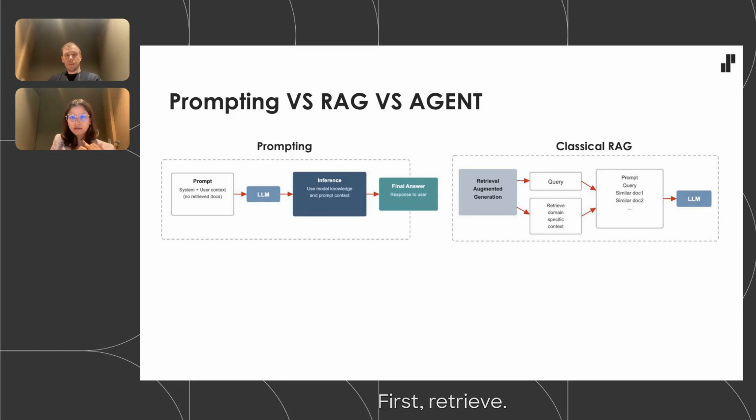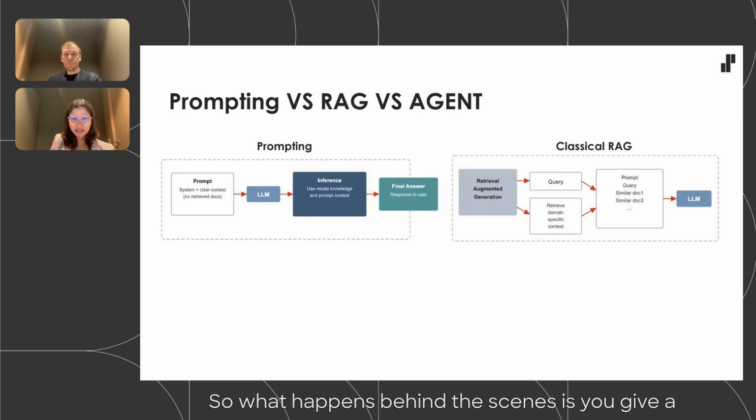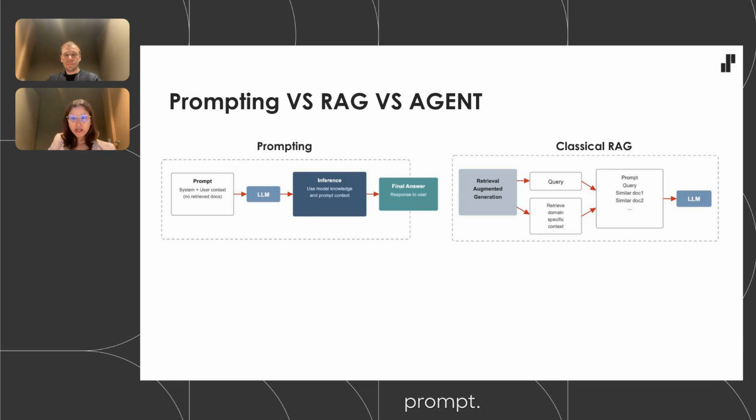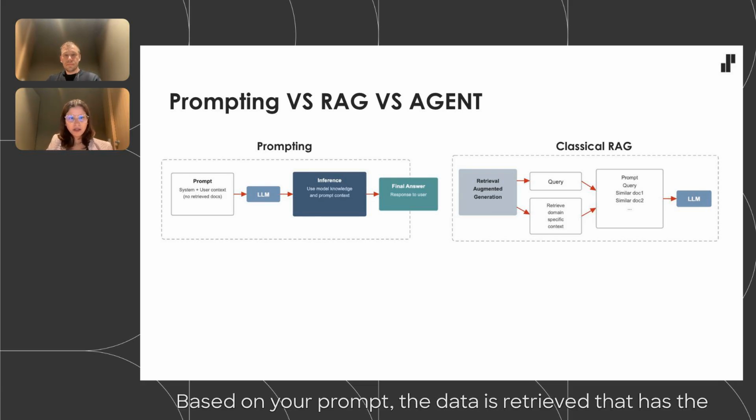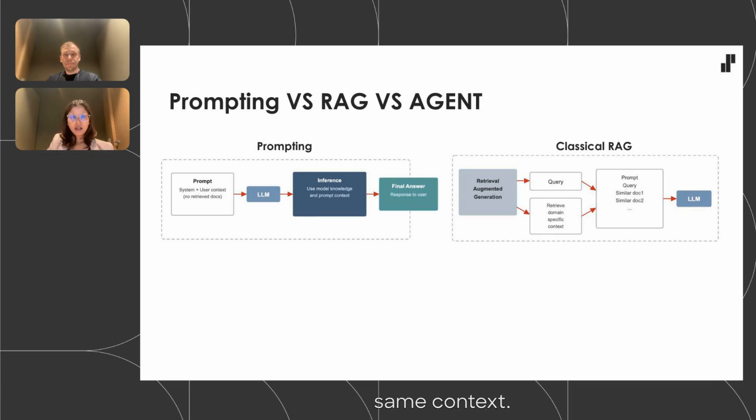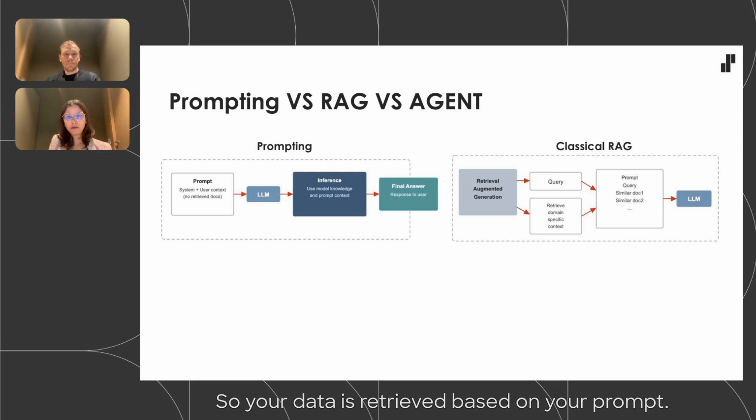First, retrieve. What happens behind the scenes is you give a prompt. Based on your prompt, the data that has the same context is retrieved. How is it retrieved? Again, think of it like a fancy semantic search. So, your data is retrieved based on your prompt.